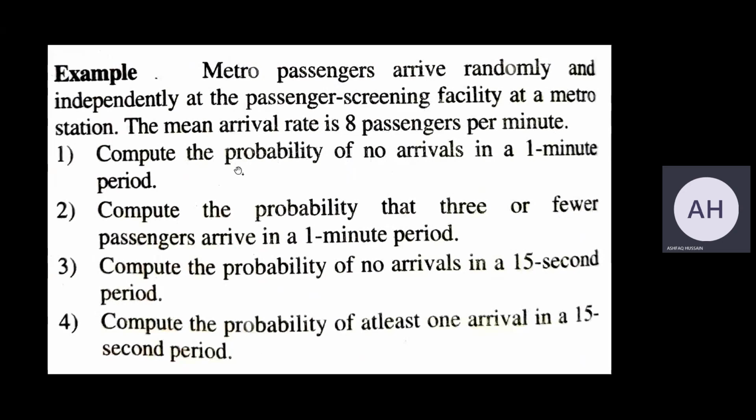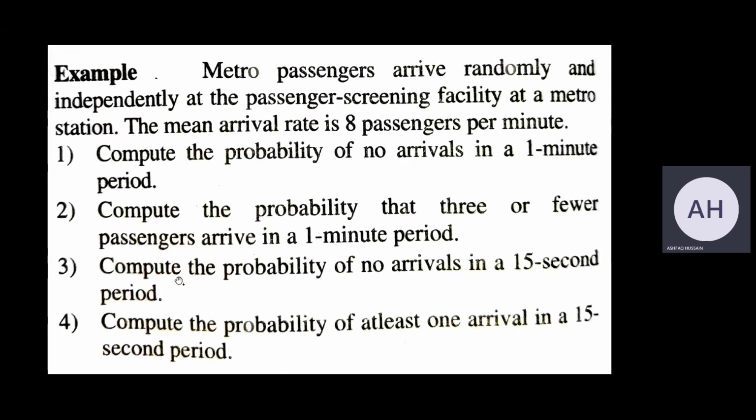Now the question is, compute the probability that there is no arrival, means x is equal to 0 and m equal to 8 in 1 minute. Second point, compute the probability that 3 or fewer passengers arrive in 1 minute. Now, similar question, it is 3 or less than 3. So you have to use the probability equation f of 0, f of 1, f of 2, f of 3, like this, per minute.